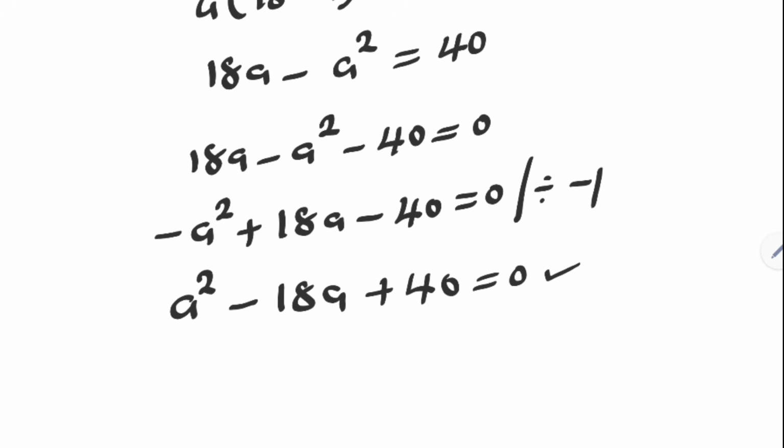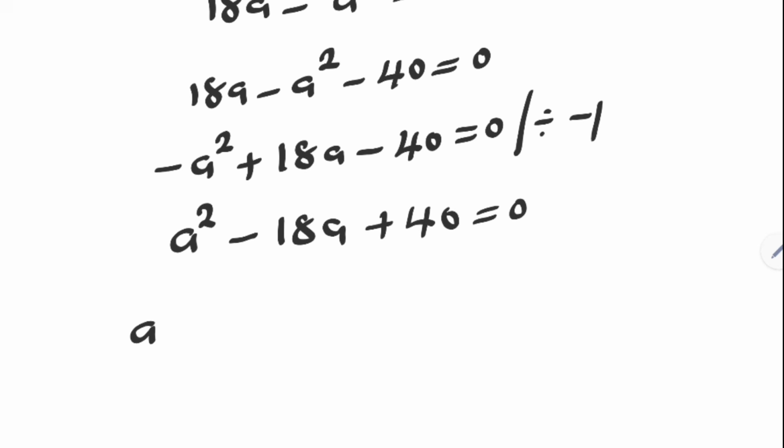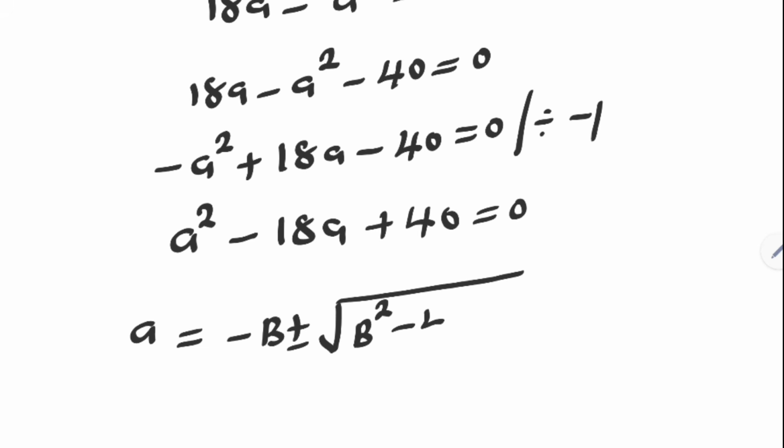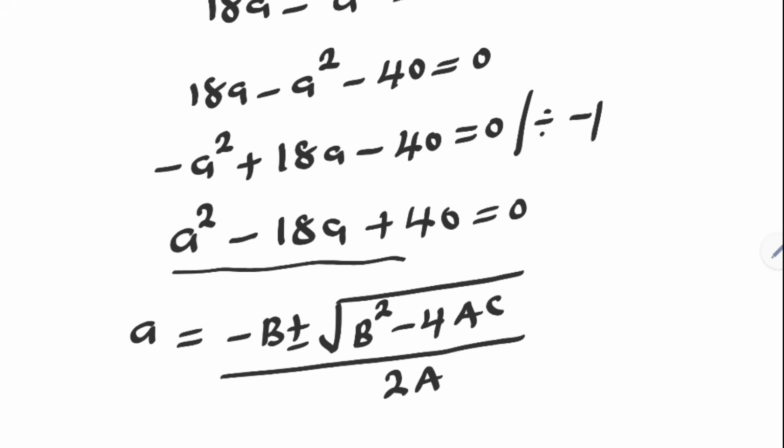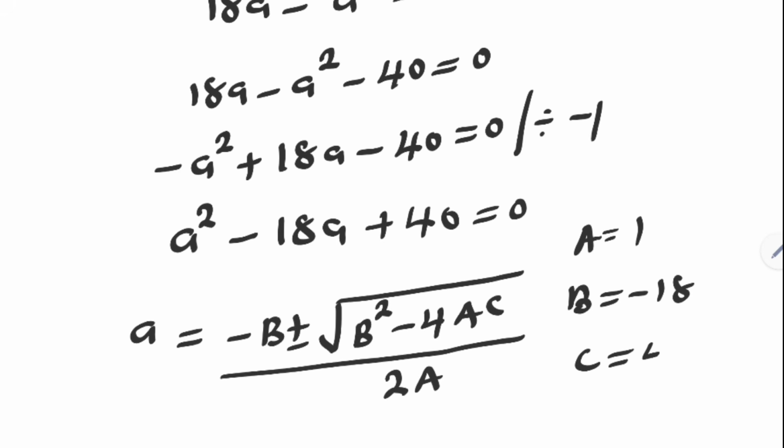This is a quadratic equation. Let us solve this using the quadratic general formula. A is equal to minus B plus or minus square root of B square minus 4AC, divided by 2A. And from this given equation, A is equal to 1, B is equal to minus 18, C is equal to 40.